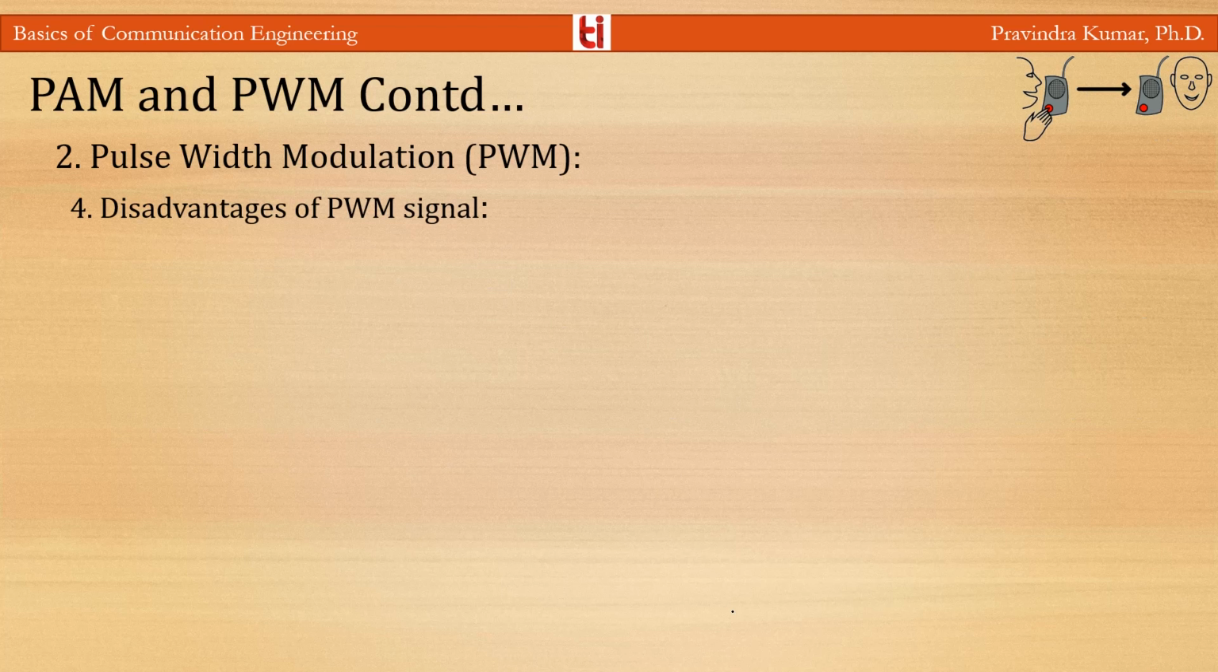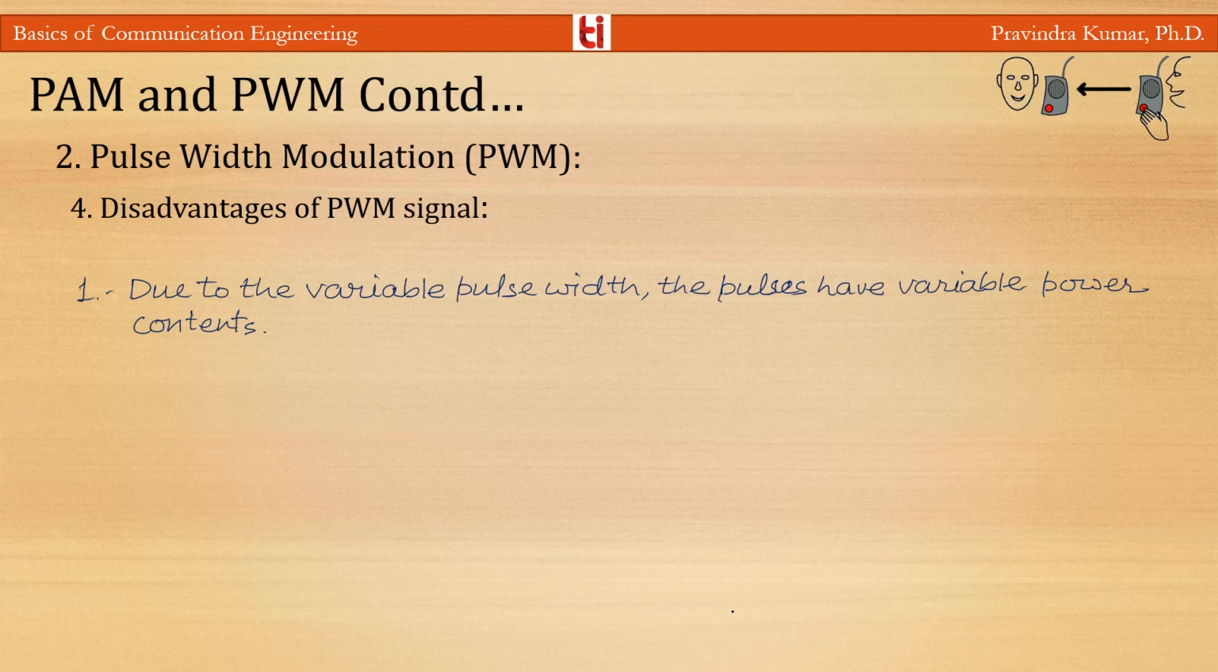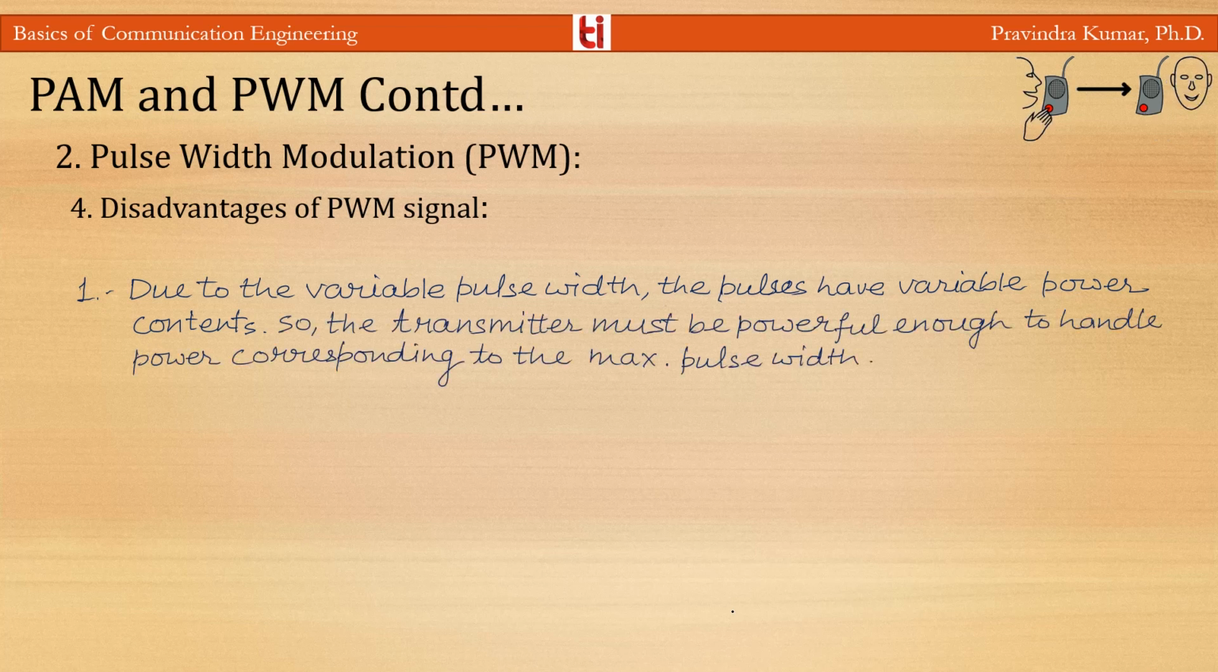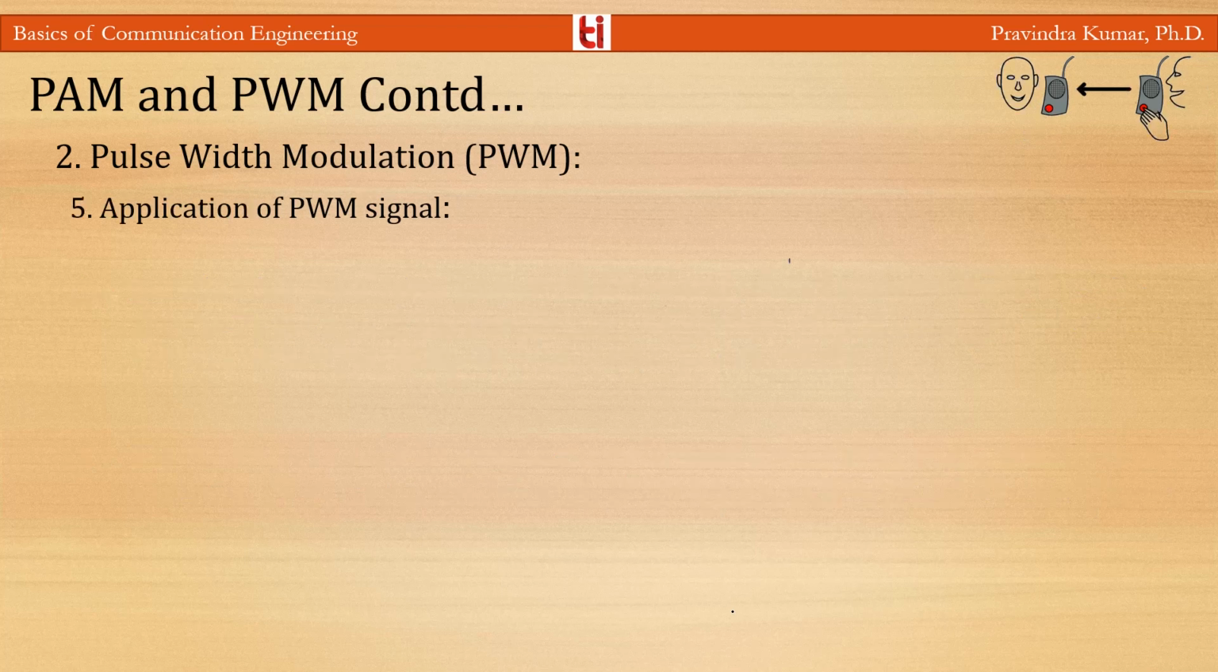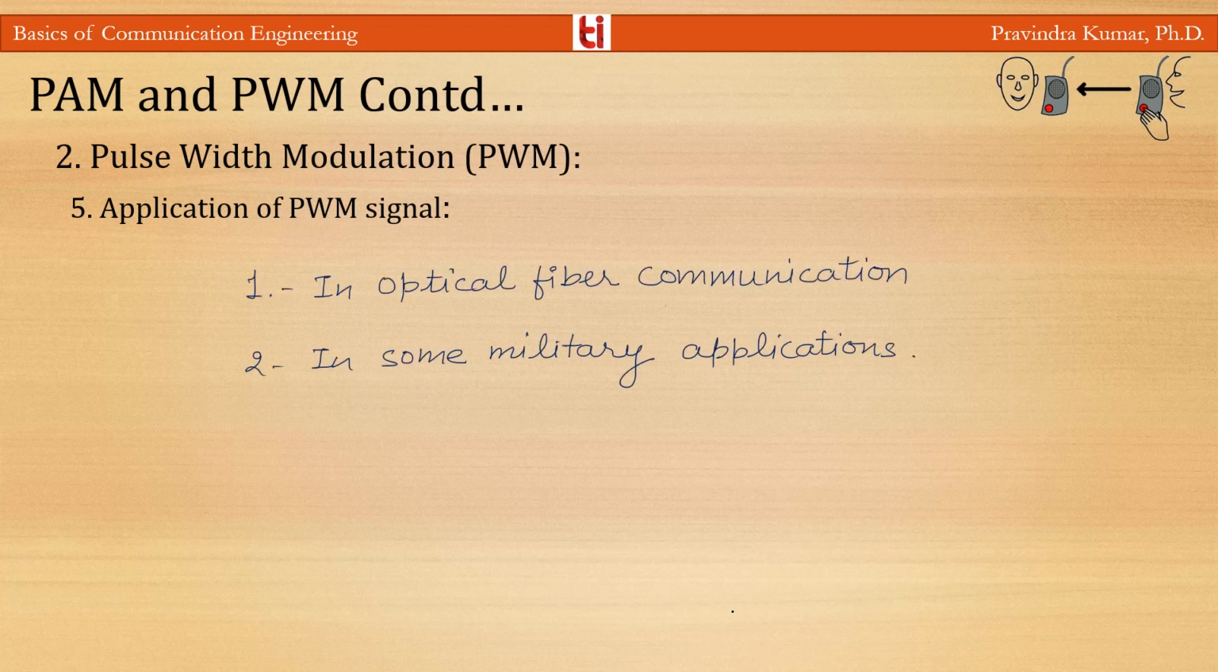And the disadvantages: due to the variable pulse width, the pulses have variable power content. So the transmitter must be powerful enough to handle the power corresponding to the maximum width pulse. The average power transmitted can be as low as 50% of its maximum power. And in order to avoid any waveform distortion, the bandwidth required for PWM communication is large as compared to the bandwidth of PAM. And if we talk about the application of PWM signal, it can be used in optical fiber communication and in some military applications.